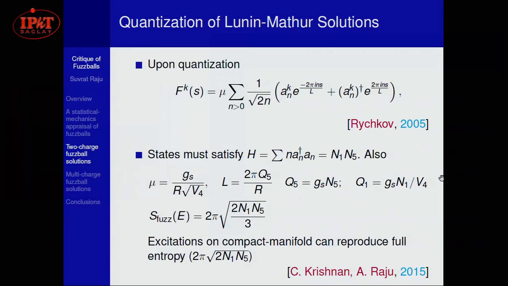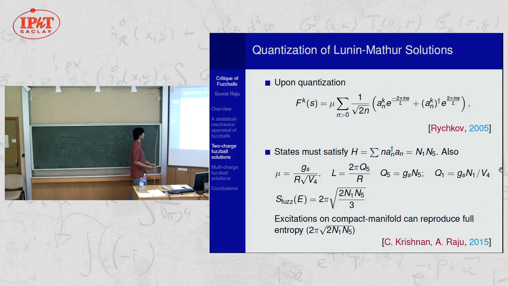Okay, so now Slava Rychkov quantized this system. It's a simple enough system that he was able to perform this quantization, which leads to a very nice and intuitive result. The intuitive result is that this profile function that appeared previously gets promoted to an operator. So you just write it as an infinite sum of creation and annihilation operators, and the states that correspond to these two charge states that we are interested in are states where the Hamiltonian in this set of harmonic oscillators is just given by n1 n5.